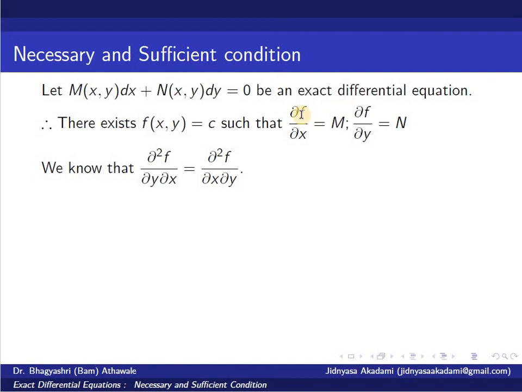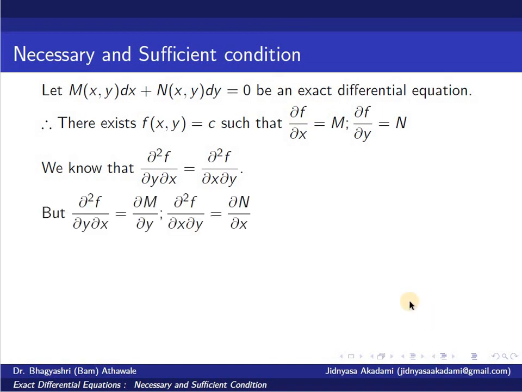But what is this ∂²f/∂y∂x? That is nothing but ∂/∂y of ∂f/∂x, but ∂f/∂x is M. So this partial derivative is ∂M/∂y, and the second partial derivative is ∂/∂x of ∂f/∂y, that means it is ∂N/∂x. That means if our differential equation is exact, because of this mixed partial derivative theorem and existence of this function f, these two partial derivatives ∂M/∂y and ∂N/∂x must be equal. That means this is a necessary condition, but surprisingly it is sufficient also.